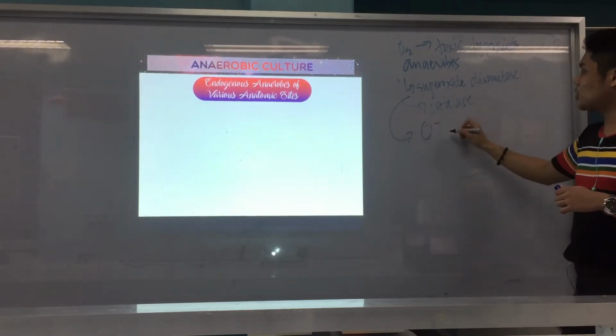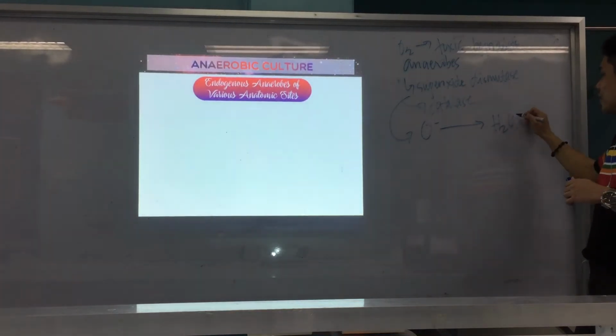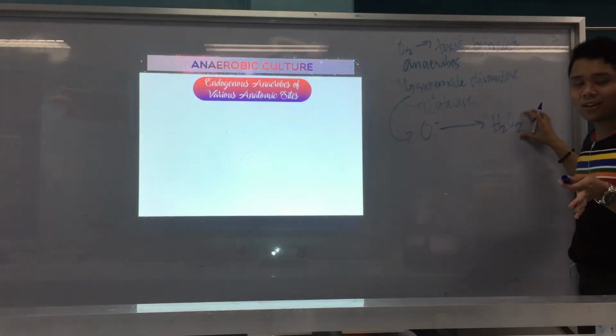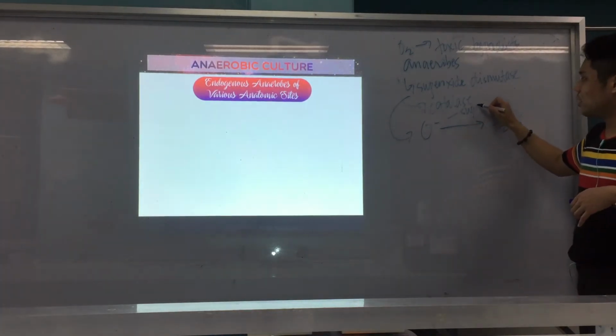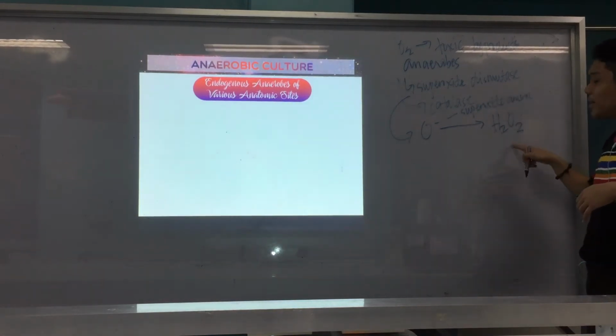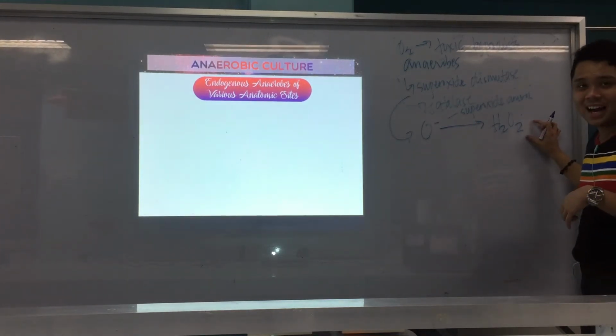Now, this superoxide dismutase converts superoxide anion to hydrogen peroxide. And of course, hydrogen peroxide is still quite toxic, okay? But the superoxide anion is more toxic. This is the superoxide anion, alright? So it is more toxic compared to hydrogen peroxide, but hydrogen peroxide is still toxic.